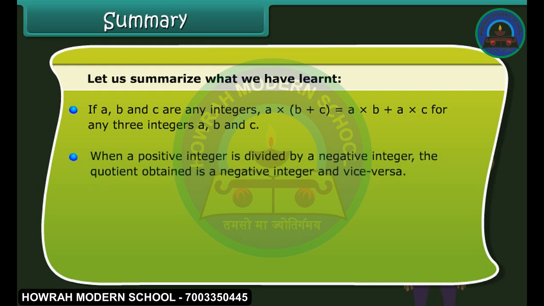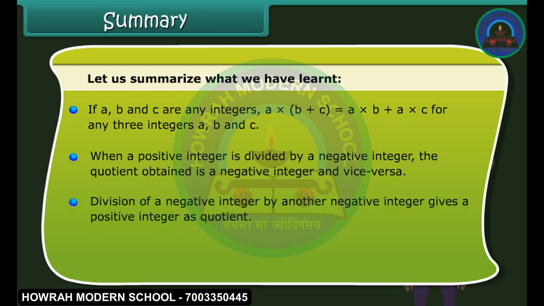When a positive integer is divided by a negative integer, the quotient obtained is a negative integer and vice versa. Division of a negative integer by another negative integer gives a positive integer as quotient.